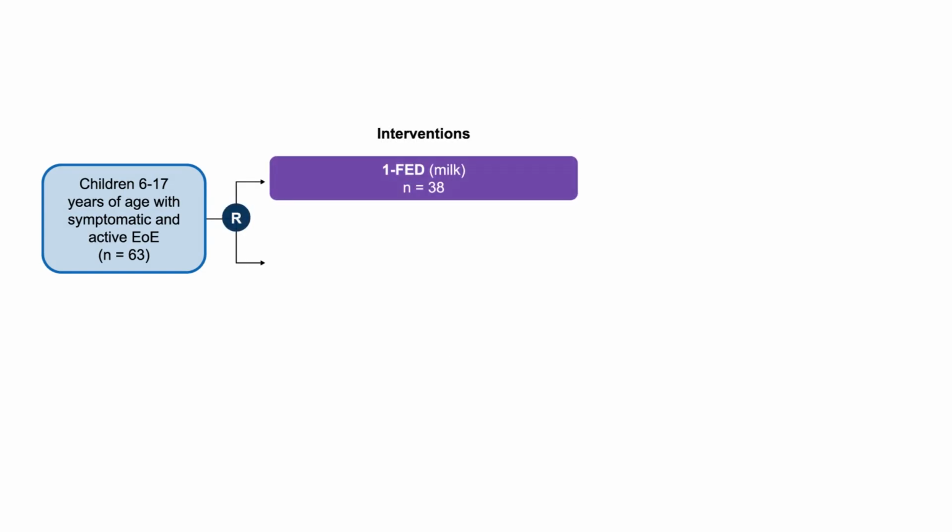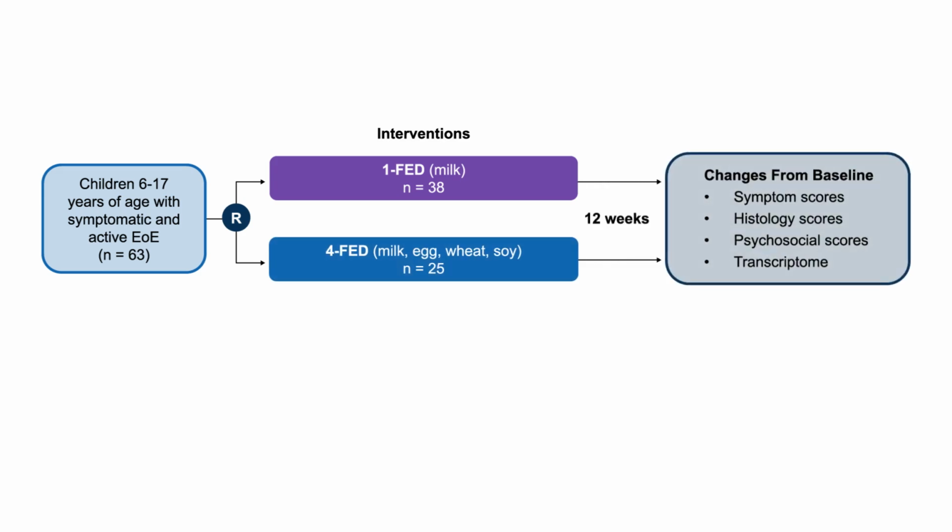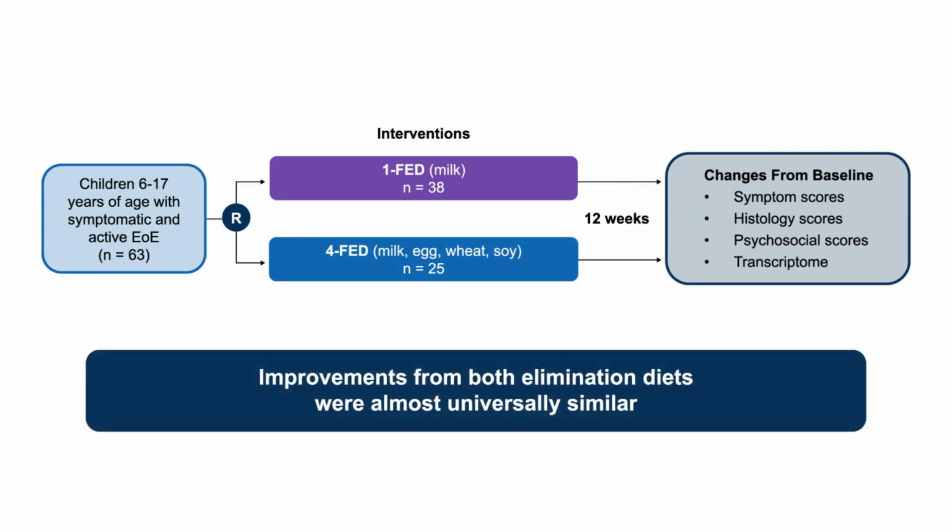In a multi-center randomized controlled trial from 2024, children with active EOE were randomized to either a 1-food elimination diet with dairy alone or a 4-food elimination diet. After 12 weeks, they were evaluated based on symptom scores, histology, psychosocial scores, and the transcriptome, and they were found to have similar improvements on a 1-food elimination diet versus a 4-food, with up to 40% noted response to each therapy. So we know that a single food elimination can be enough to treat EOE in these patients, and you may not have to be on such a restrictive diet.